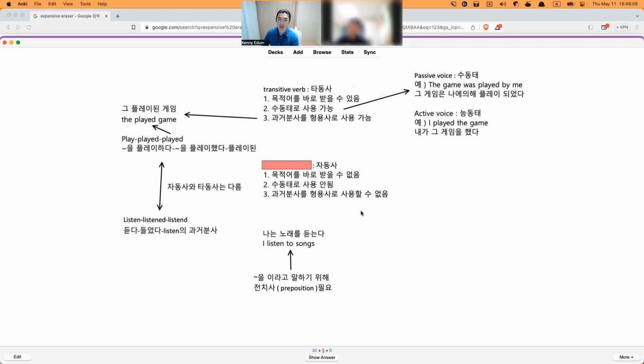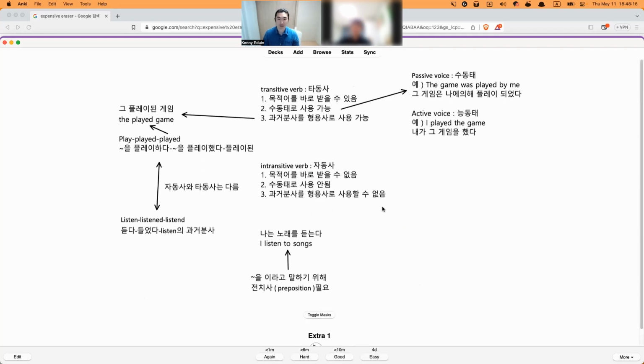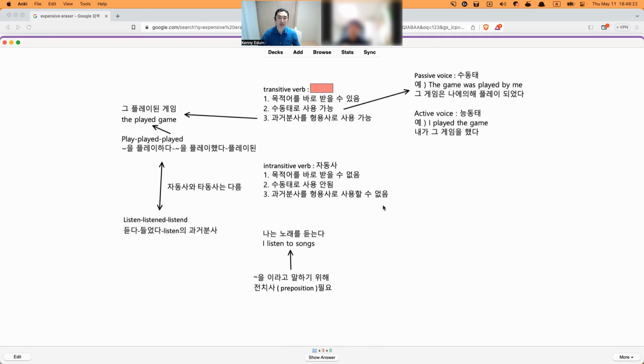I don't know. Okay, that is an intransitive verb. Uh-huh, but it's okay. You'll see more and you know. Transitive verb, what is it? 자동사. Okay, good, very good. 목적어. In that case, look at this. I listen to songs. Songs, this is object, but you can't just have object right after the verb listen. That's why you have preposition to. 수동태. Yep.